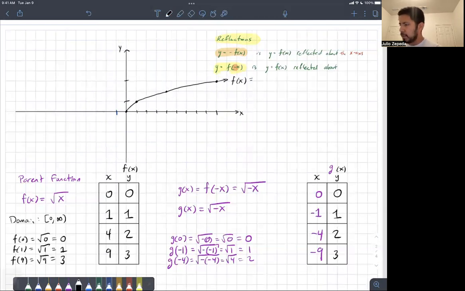Let's plot these points. And I'll do it in purple. 0, 0. I'm making them nice and big here. Negative 1, 1. Negative 4, 2. And negative 9, 3.